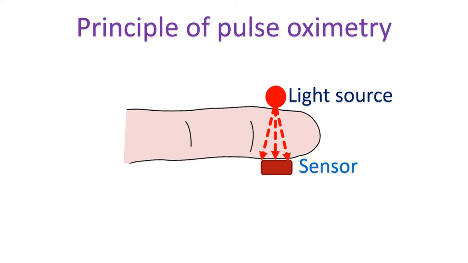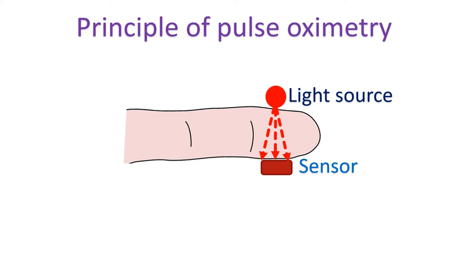Principle of pulse oximetry. The technique depends on the absorption of two wavelengths of light transmitted through a thin region of the body, like the finger or earlobe. Typically, the device transmits infrared and red light and receives the transmitted light in a sensor. The attached microprocessor calculates the amount of light absorbed in each wavelength and determines the oxygen saturation.